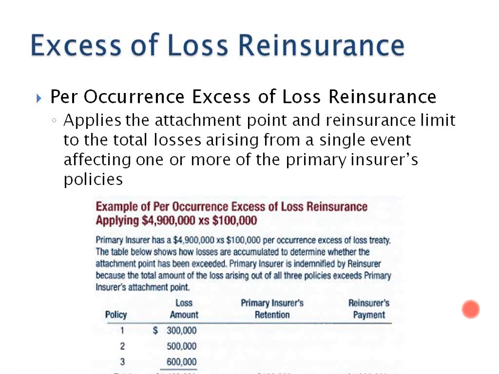This is the per occurrence excess of loss reinsurance. This applies the attachment point and reinsurance limit to the total losses arising from a single event affecting one or more of the primary insurer's policies. This is similar to a catastrophe event to a certain extent. Actually, let's take a good example. Let's say there's a car crash, a multi-car pileup.